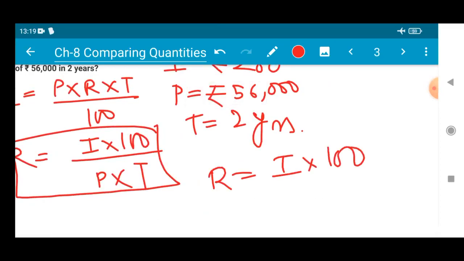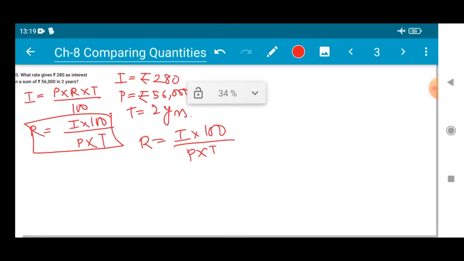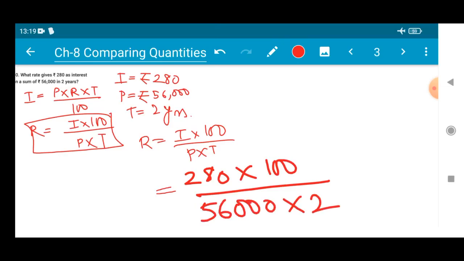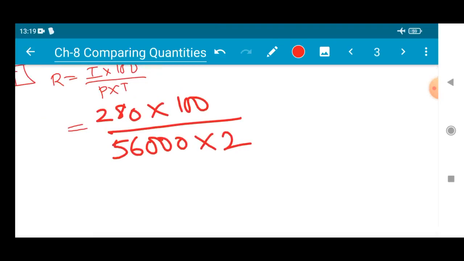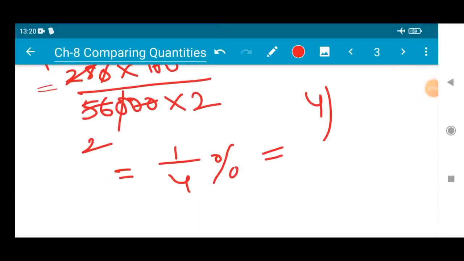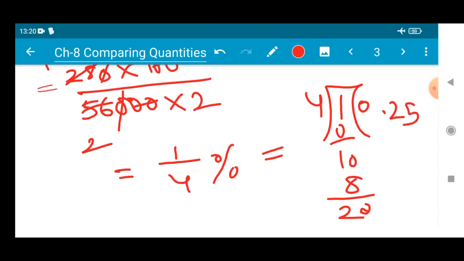I into 100 divided by P into T is the formula. Already I have disclosed the formula. Now your job is to remember this. 280 is the interest into 100, divided by P value 56,000 into 2 years. So the 00 gets deducted over here, the 10 gets deducted over here. We can cut here: 28 ones are 28, 28 twos are 56. So it is 1/4%, which can also be written as 0.25%.